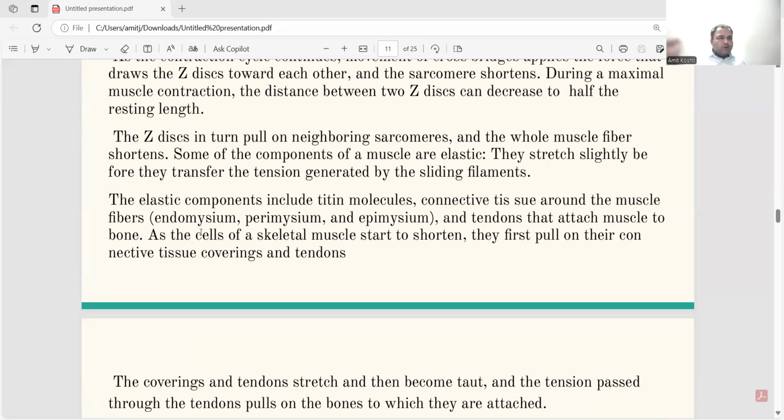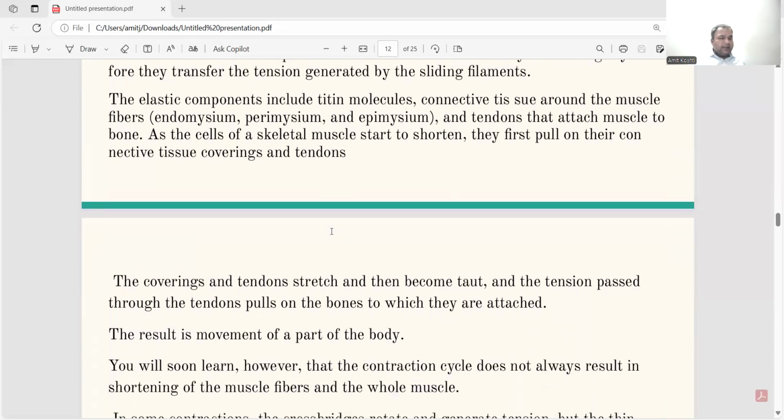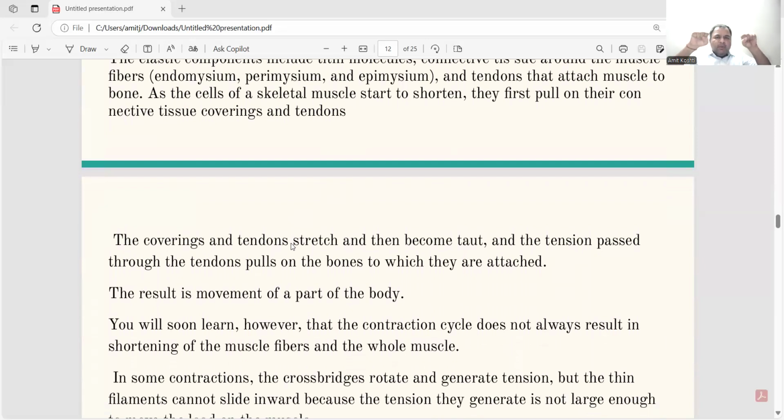As the cells of skeletal muscle start to shorten, they first pull on the connective tissue coverings and tendons. So the tension is transferred from the epimysium and endomysium to a tendon. The covering of the tendon stretches and then becomes taut, meaning very tightly stretched. The tension passes to the tendon, which pulls on the bones to which it is attached. So the entire muscle pulls the bone, and the result is the movement of the body part.